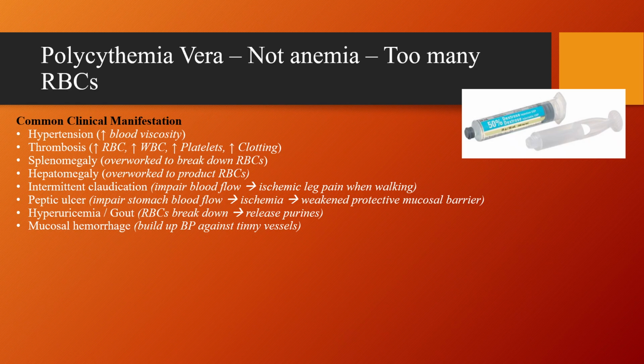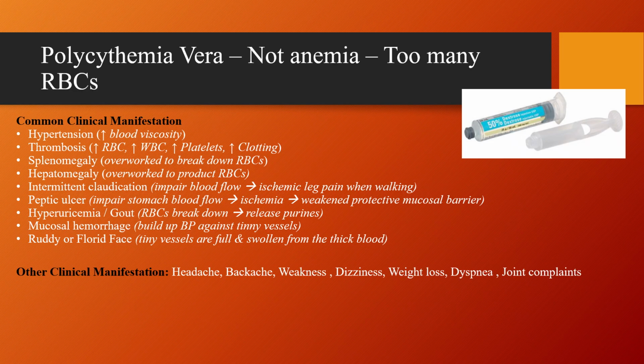When we talk about PV, this is characterized by that overproduction of those blood cells. So in PV, the increased red blood cell mass and blood viscosity lead to that sluggish flow. And we see peptic ulcers and changes in that impaired stomach blood supply, gastric mucosal ischemia, and weakened protective barriers. PV causes hyperuricemia and gout because of the increased cell turnover, which leads to elevated serum uric acid levels.